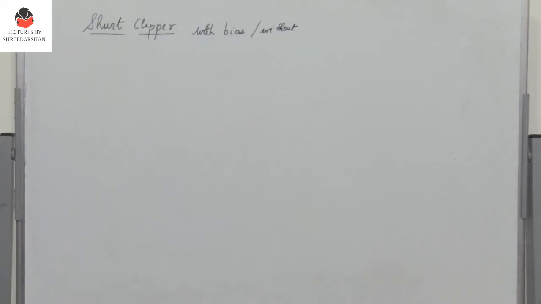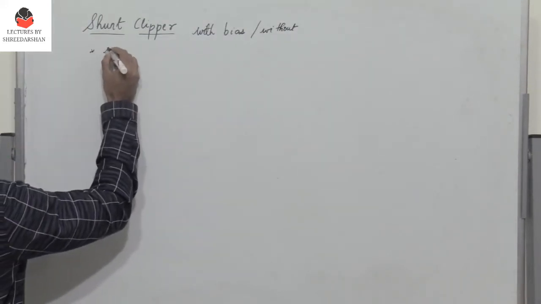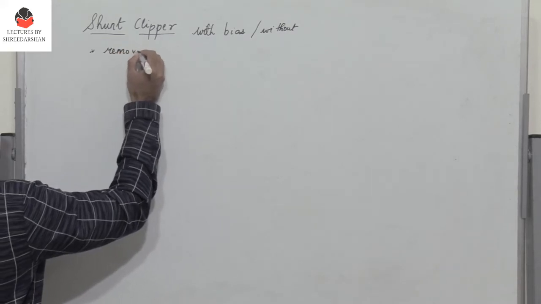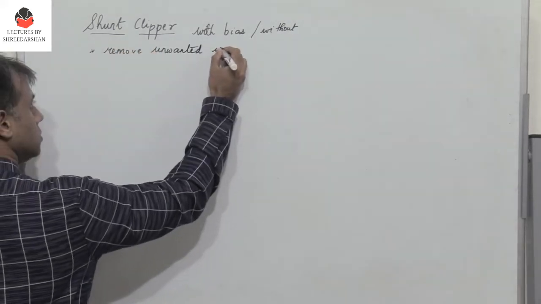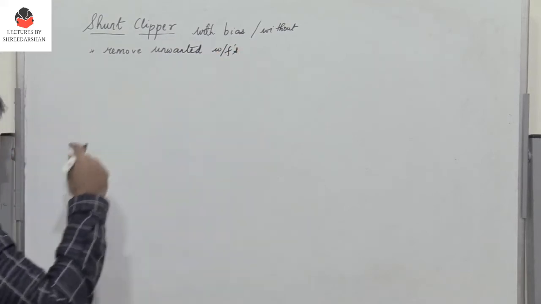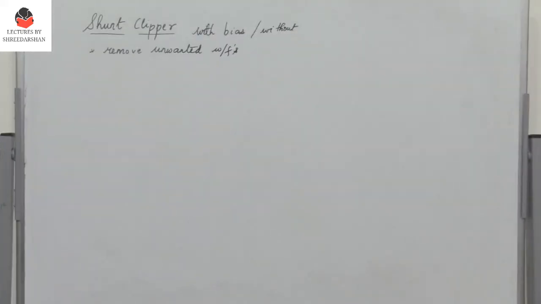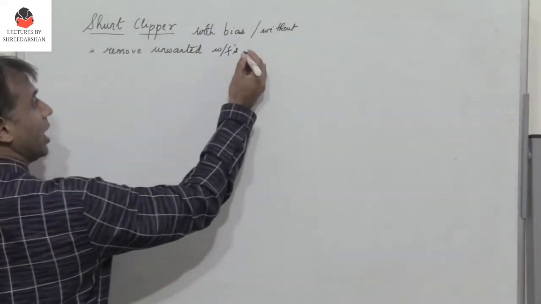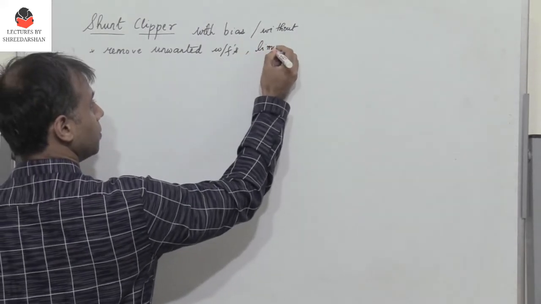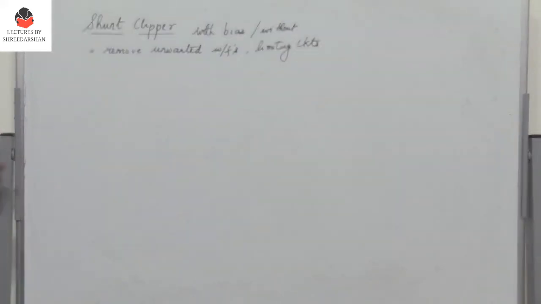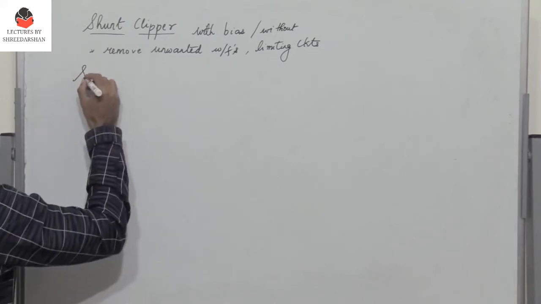Now why are clippers used? Now shunt clippers are basically used to remove unwanted waveforms. So basically they are used to remove any unwanted waveforms, and hence they are referred to as limiting circuits. So let's begin with a shunt positive clipper.